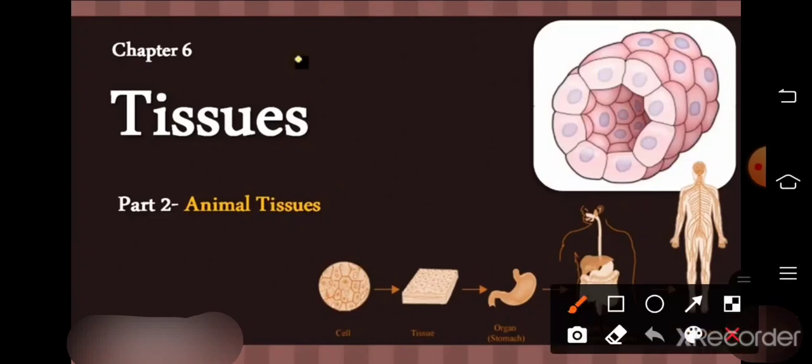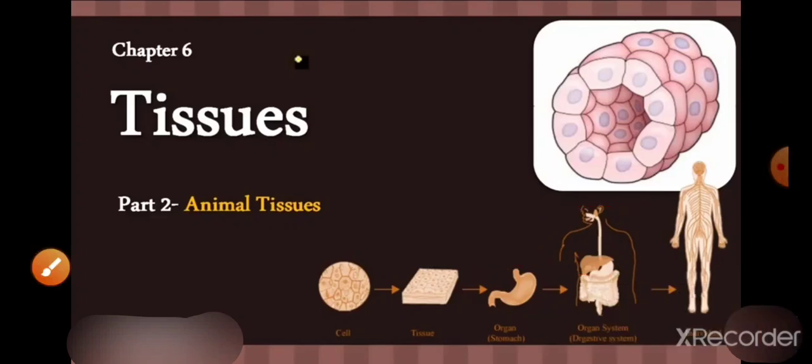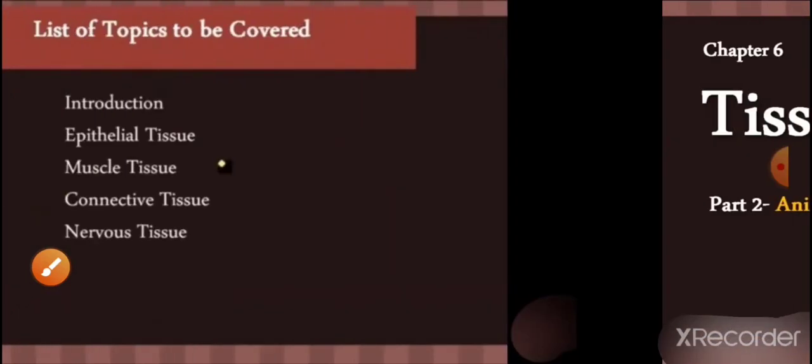The combination of tissues makes an organ, and organs make an organ system, like the respiratory system, circulatory system, digestive system. And when the systems are developed, then an organism is formed, a fully grown organism or body. So let's start with tissue, animal tissue.